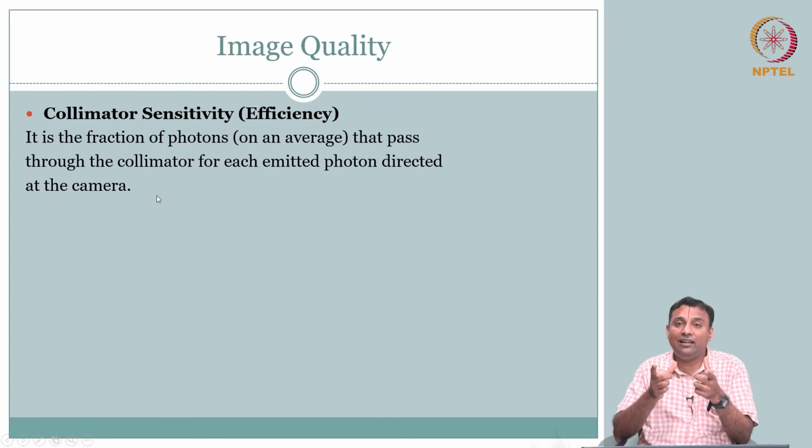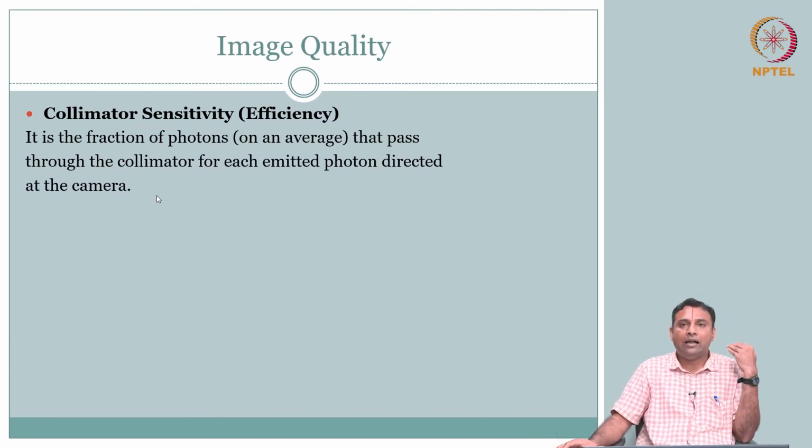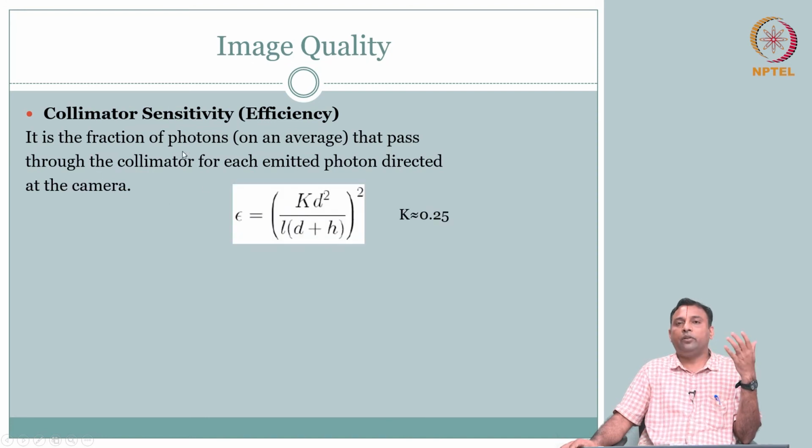So if you increase the L, your resolution is improved, but then there is a good chance that it is going to be very specific. It is not going to let anything come through at certain angles, because it will hit the lead. If it is tall, there are fewer acceptance angles. Therefore, the number of photons that are going to come through and hit the detector after the collimator is going to reduce. Okay. So your detector efficiency, collimator sensitivity or efficiency is roughly worked out like this, where k is approximately 0.25.